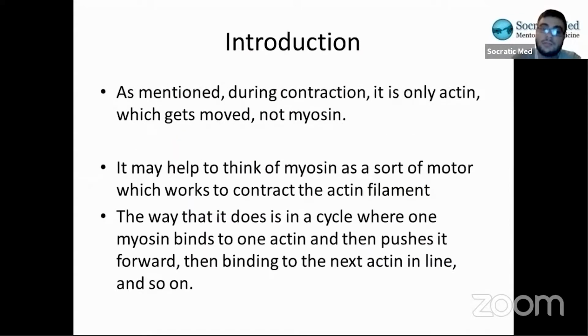The way that it does this is in a cycle where one myosin head binds to one actin, and then pushes it forward towards the midpoint or the midline, and then it unbinds from that actin, and then binds the next actin in line, and pushes that one, and then binds again, and pushes that one. Essentially, say my hand is an actin filament and this is a myosin head: it takes it, pushes it, takes the next one, pushes it, takes the next one, pushes it.